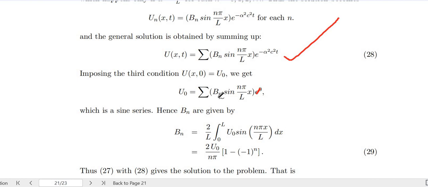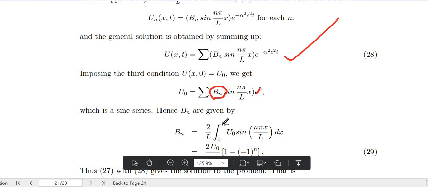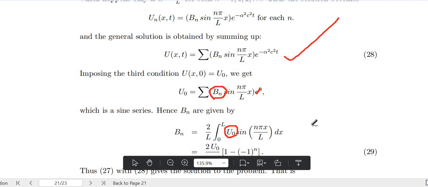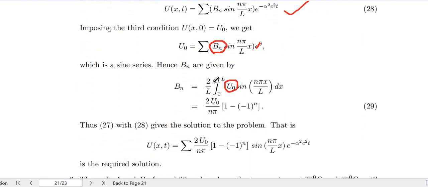So the coefficients Bn can be found using the Euler formula. Using the Fourier series theory, if you have a Fourier series of a function, the constants are given by Bn is equal to 2 by L integral 0 to L of the function, here U naught, right? So f of x means U naught into sin(n pi x by L) dx. Okay. So U naught is a constant and will come out, and if you integrate sin(n pi x by L) from 0 to L, you will get 2 into U naught by n pi into 1 minus (minus 1) raised to n as the value for Bn. Now you substitute that Bn in the solution.